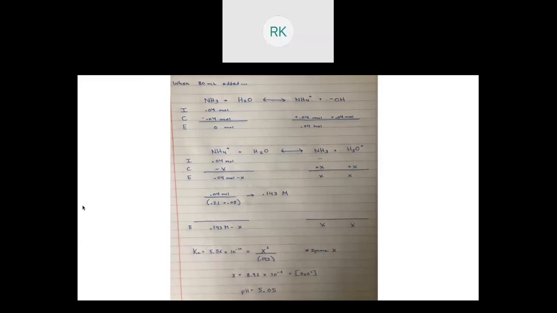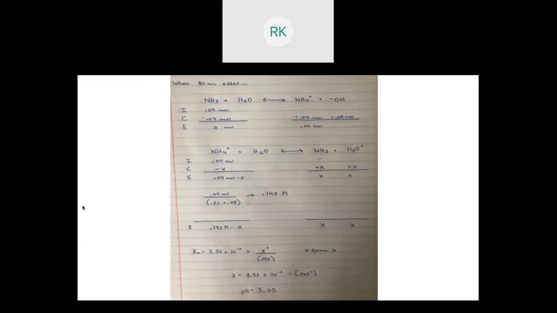So my equilibrium amount of NH4 plus would be 0.143 molar minus X, and again our products would still just be X. Now I relate this to our Ka, right? So our Ka we solved for in the first part of the problem and found that it was 5.56 times 10 to the negative 10th, right? We needed that number to solve for our pKa, so we already had it.